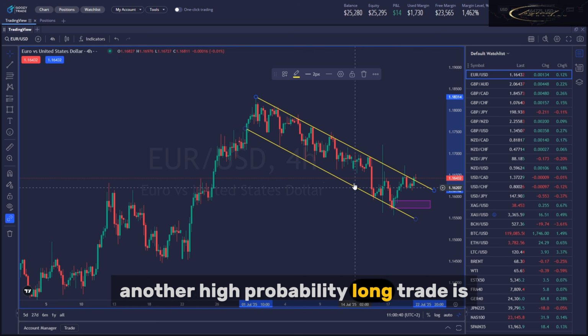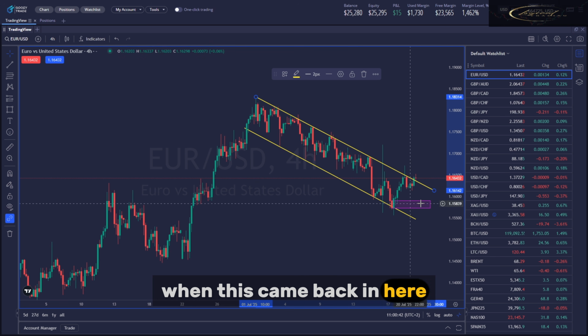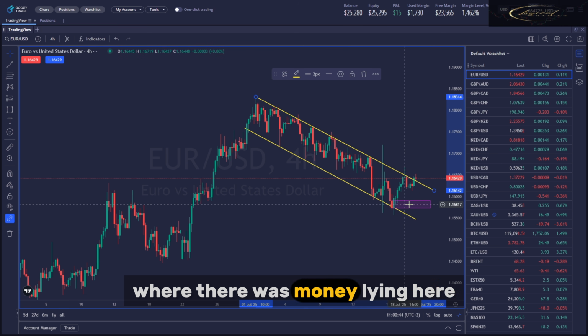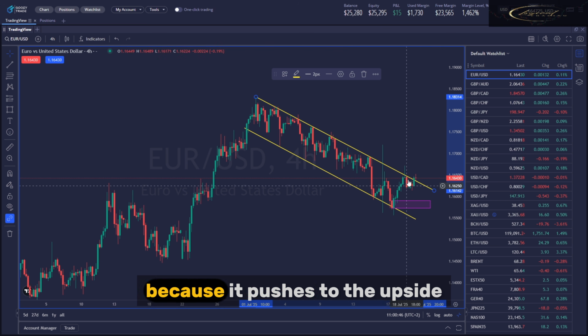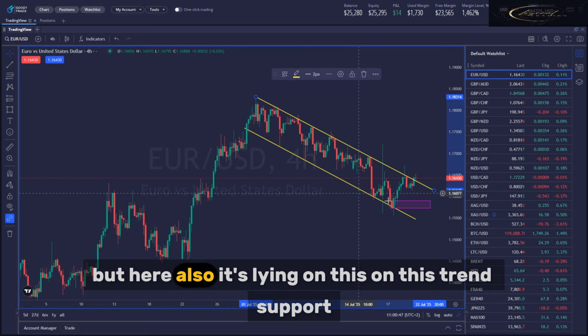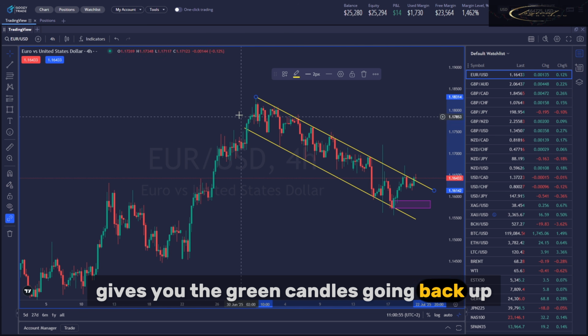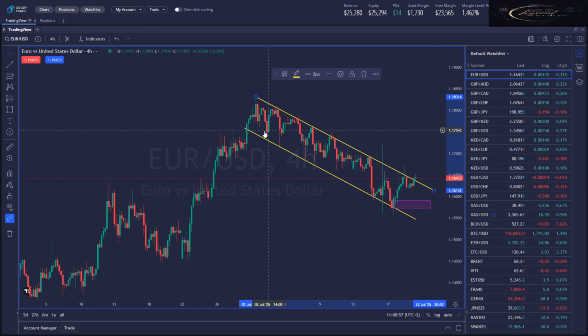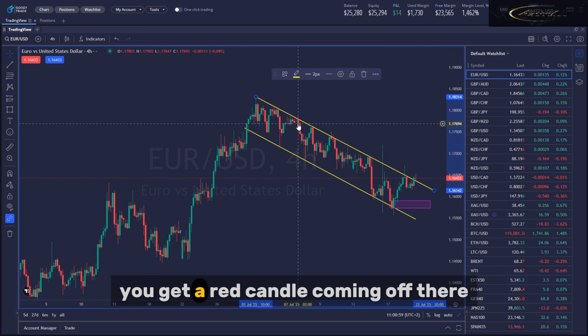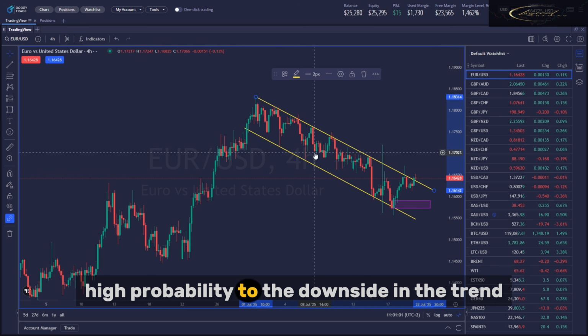Another high probability long trade is when this came back in here, took this demand of money where there was money lying here. Why is there money lying here? Because it pushes to the upside. But here also it's lying on this trend support, gives you the green candles going back up, because it's in the trend. If you're trading in the trend, you get a red candle coming off there, high probability to the downside.